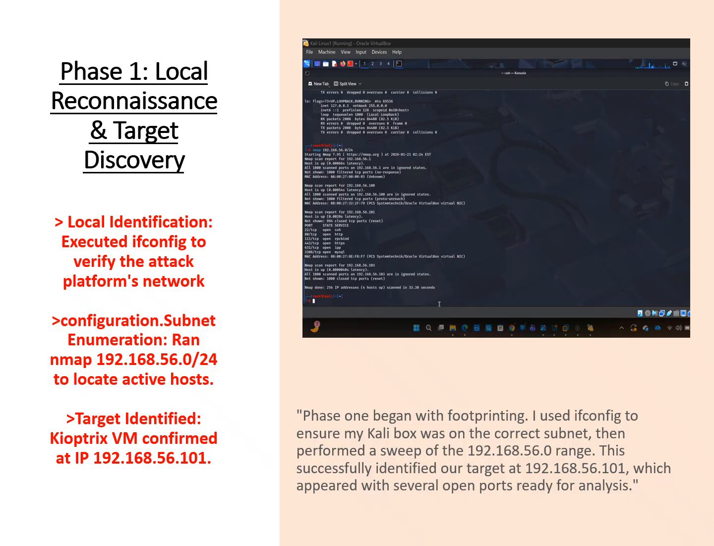Phase 1 began with footprinting. I used ifconfig to ensure my Kali box was on the correct subnet, then performed a sweep of the 192.168.56.0 range. This successfully identified our target at 192.168.56.11, which appears with several open ports ready for analysis.